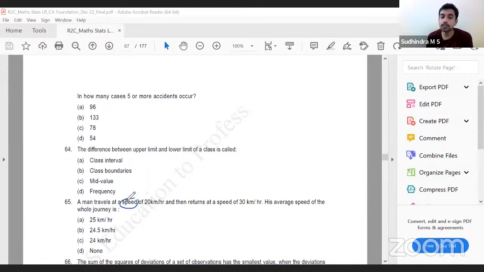In case of speed, what is the measure of central tendency that we have to use? Harmonic mean. Harmonic mean is n divided by summation 1 by x. Correct? Here n is 2. One is traveling to a particular place, returning from that particular place. So 2 divided by 1 by 20 plus 1 by 30. 1 by x. X is 20 and 30.